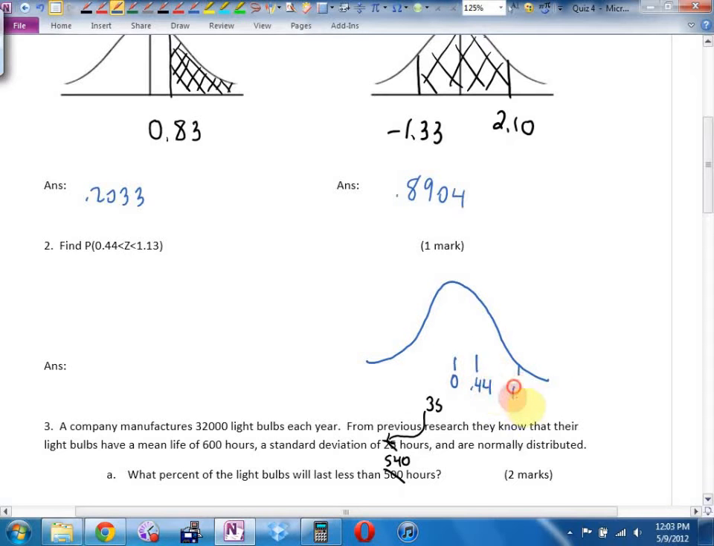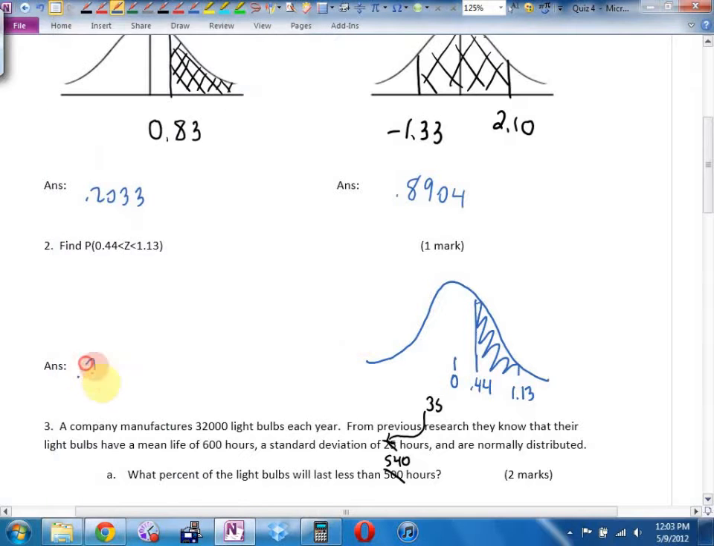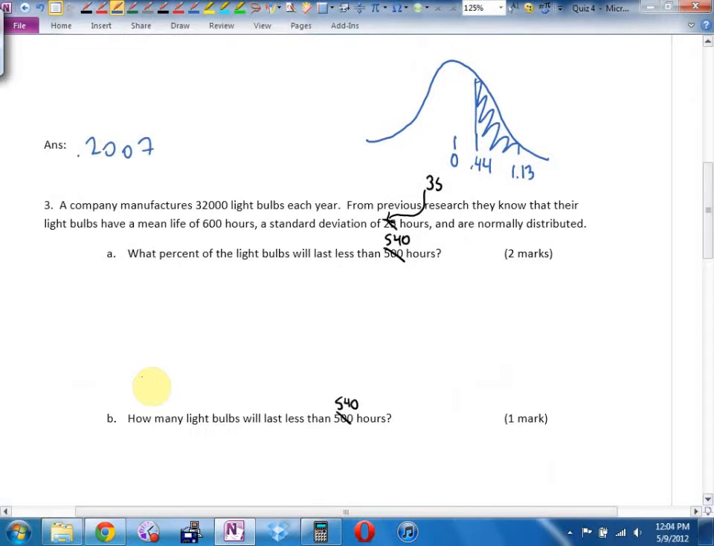And 1.13, which is right about there. I'm looking for this area here. So lower value is 0.44, upper value is 1.13, mean and standard deviation. You get 0.2007. One mark.